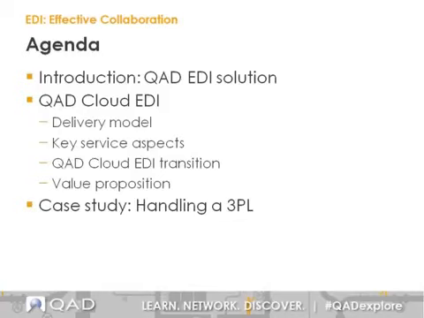Specifically concentrating the view into what is our delivery model and what are, in my opinion, some key aspects of the service that are in fact enabling this effectiveness increase in the collaboration with trading partners. And how can you do a transition? So how can you move from your current existing EDI architectures into QAD Cloud EDI, how that can be deployed? And last but not least, which is the value proposition, so which are the benefits for you as a business, as manufacturers, to engage into a Cloud EDI model, in fact.